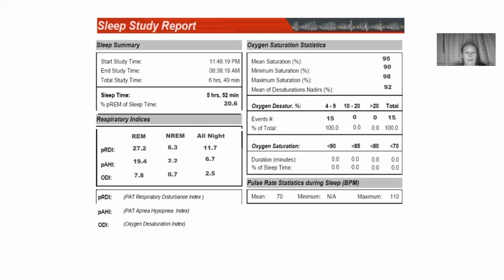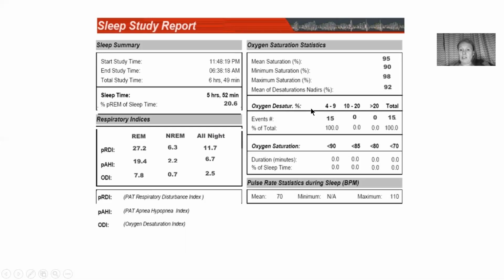Here's an example of a home sleep study report. Notice it is pretty basic, compared to what we see for in-lab sleep studies. This is just hardly anything. Some things to pay attention to. You have your start study time, your end study time, and then your total study time. Percent of REM sleep time. This is an estimation because I really can't tell off of the study results. You have your mean saturation, minimum, and maximum, and then they say how many saturations or desaturations they experienced.